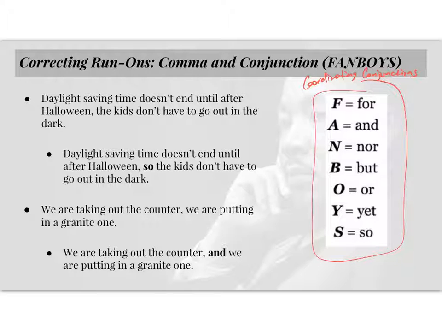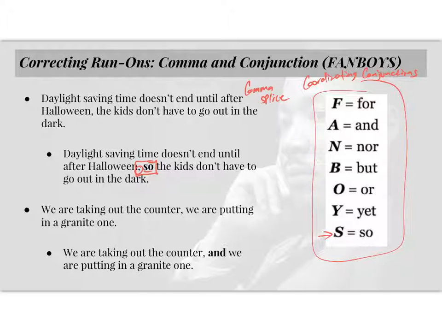So if we look at our examples, daylight saving time doesn't end until after Halloween, comma, the kids don't have to go out in the dark. We've got a comma splice. We can fix it with the comma and the word so, our FANBOY right here. Daylight saving time doesn't end until after Halloween, comma, so the kids don't have to go out in the dark. It's important to remember the comma has to go in front of the coordinating conjunction.